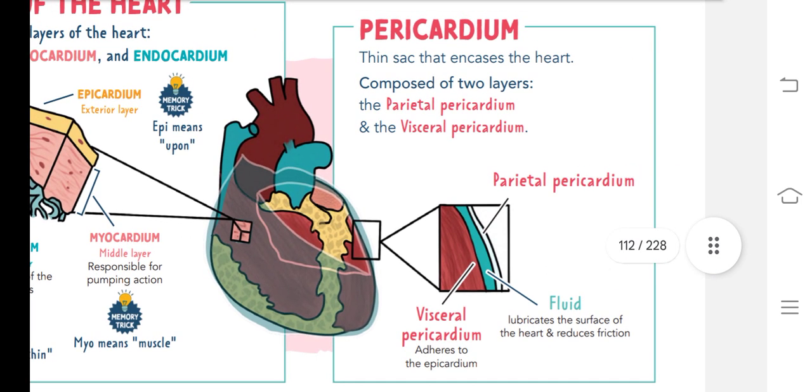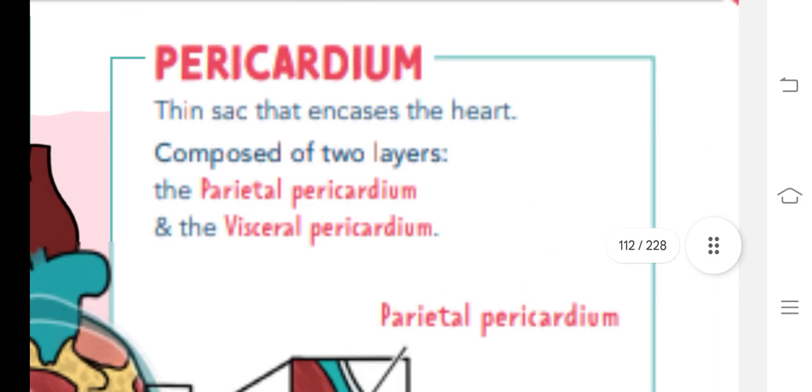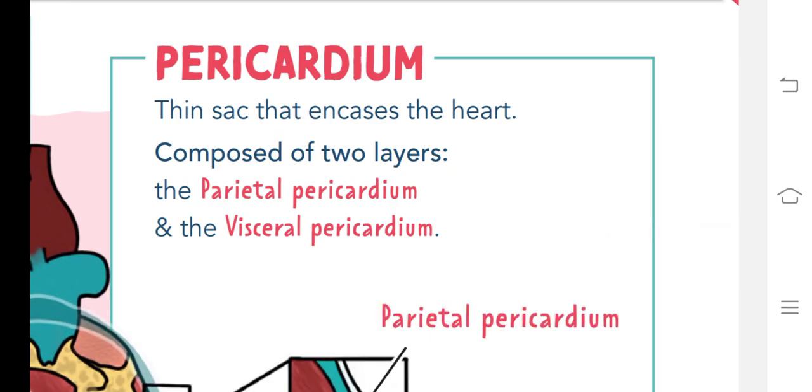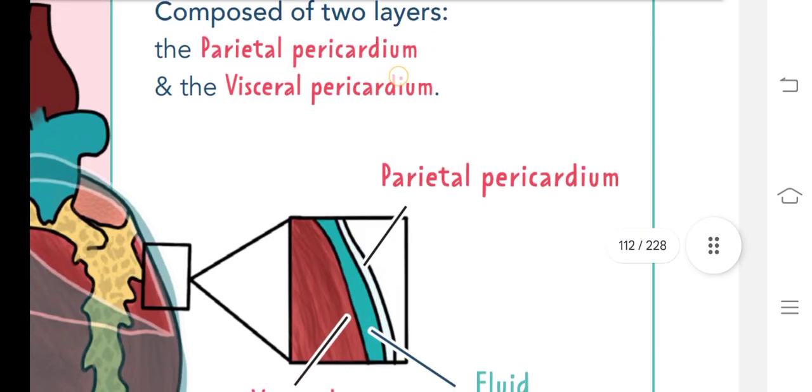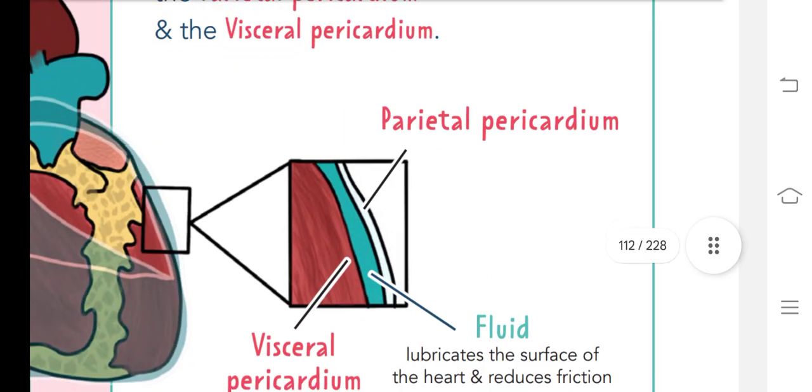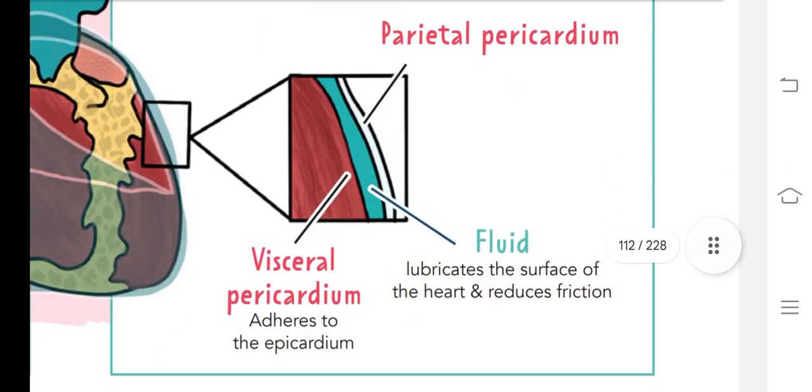Then there is something about pericardium. Pericardium is a thin sac that encompasses the heart, or simply, pericardium is a thin sac which surrounds the heart, basically composed of two layers, the parietal pericardium and the visceral pericardium. So here's a diagram of these two layers.